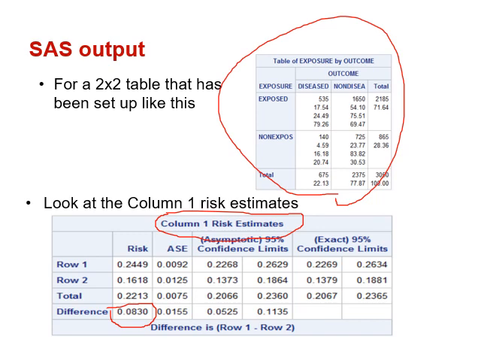It is very important to see how you have set up your 2 by 2 table in SAS, because the interpretation of risk difference with respect to exposure and disease depends upon how the 2 by 2 table has been set up.